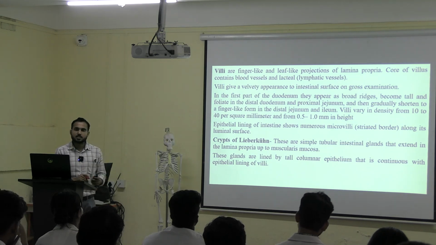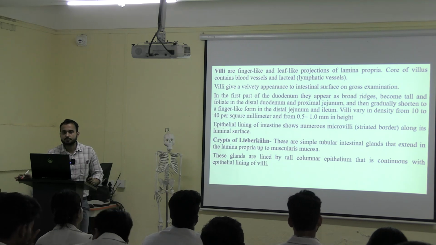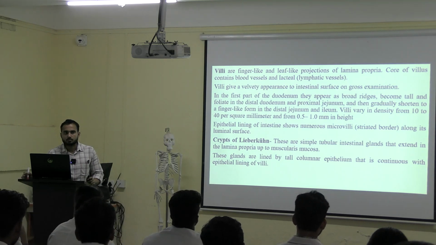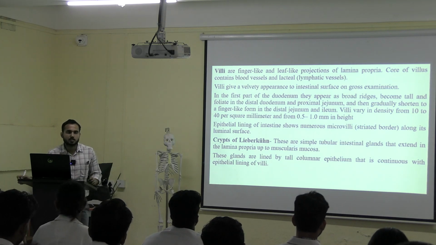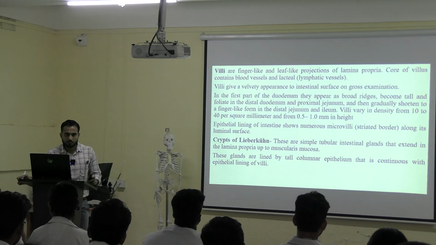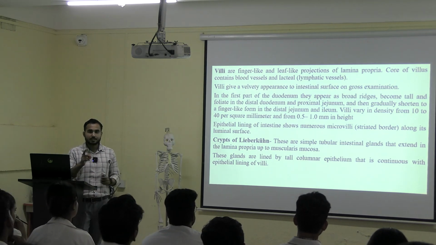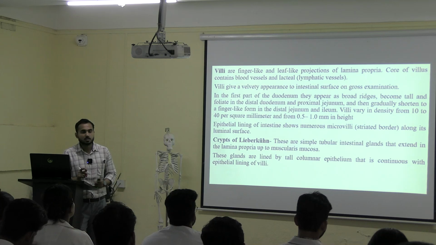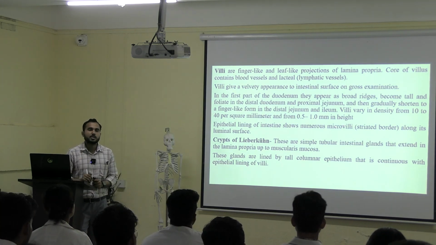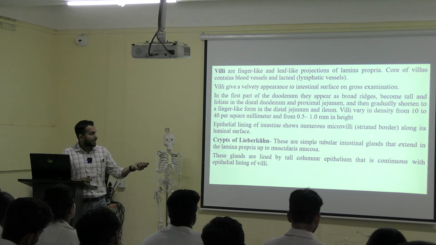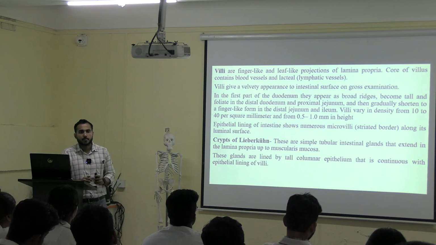Next, another modification is there in the lining epithelium. What is the lining epithelium of the small intestine? Last week we discussed the lining epithelium of GIT, simple columnar epithelium. Here also it is simple columnar epithelium, but there is a modification. Microvilli are present on their surface. That is also called the striated border. Now can anyone tell me what is the striated border of microvilli?